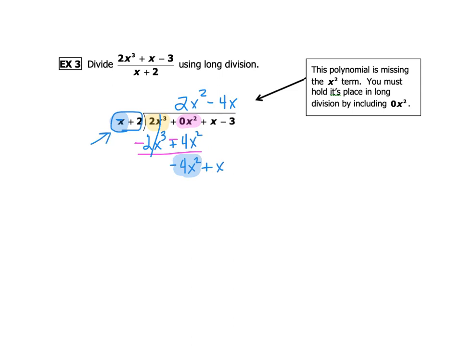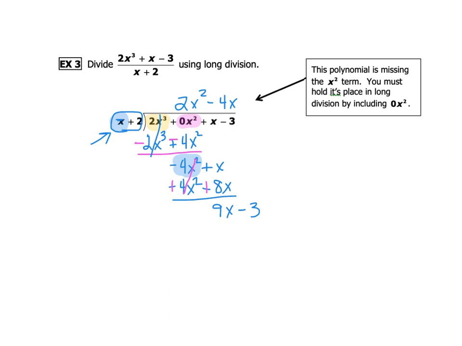So negative 4x times x is negative 4x squared. And negative 4x times 2 is negative 8x. Don't forget, got to change the signs. So plus and plus. And that first column is going to cancel out. And I've got x plus 8x gives me 9x. Bring down the minus 3.